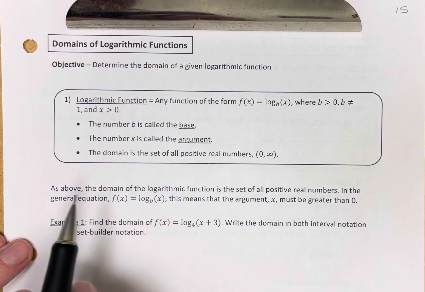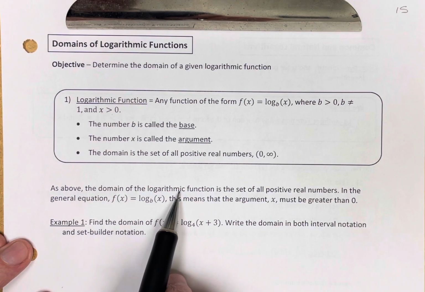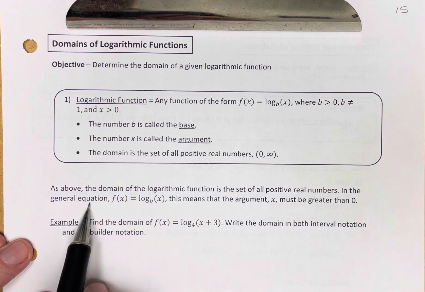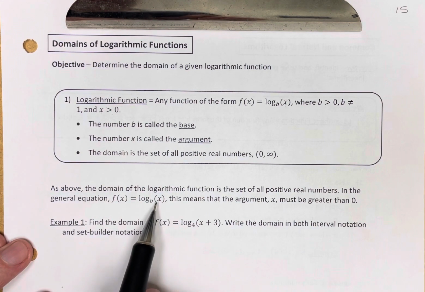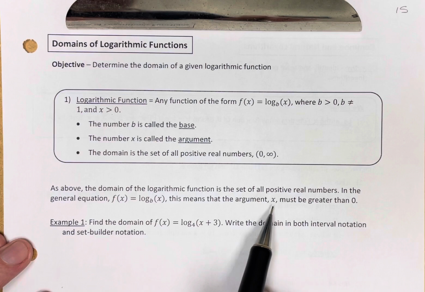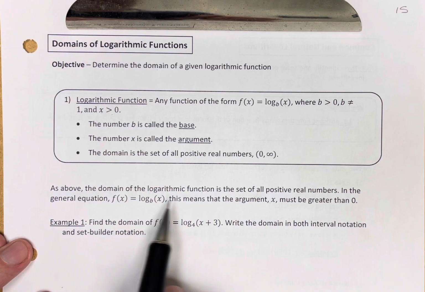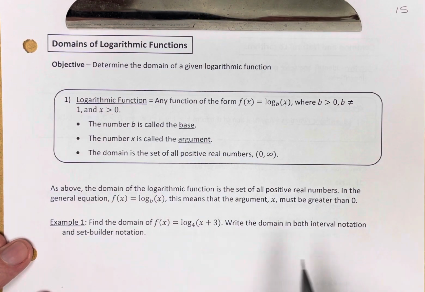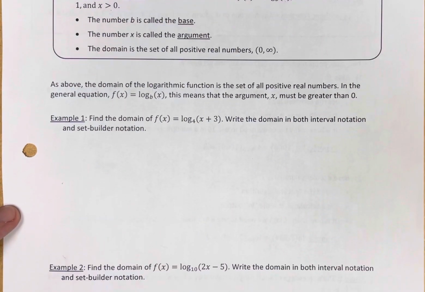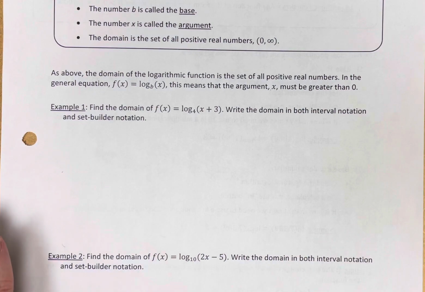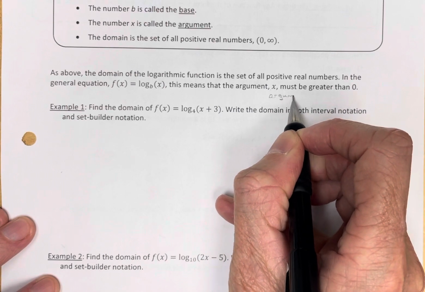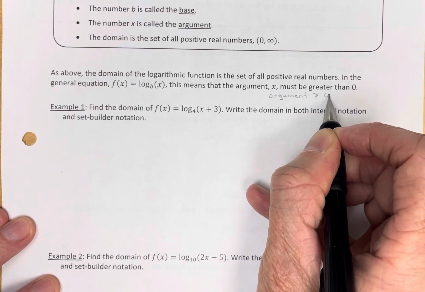So as above, the domain of the logarithmic function is the set of all positive real numbers. That's here. In the general equation, as I just alluded to, this means that the argument, which in this case is just an x, must be greater than 0. If the argument is different, it still has to be greater than 0. So let's take a look at a couple of examples that have more going on in the argument than just an x. Okay, argument. This is what you want to remember. The argument is greater than 0.